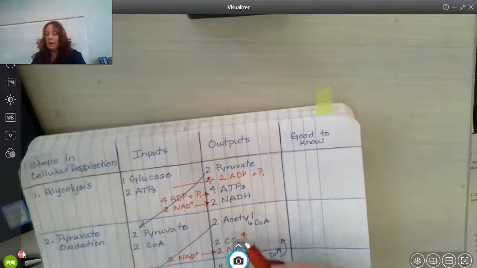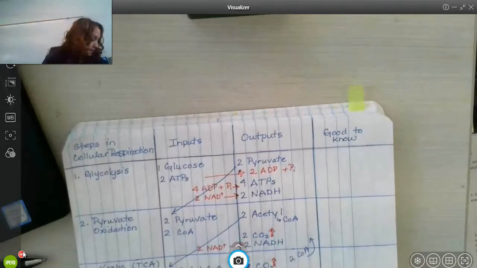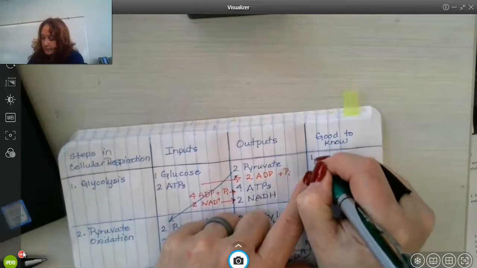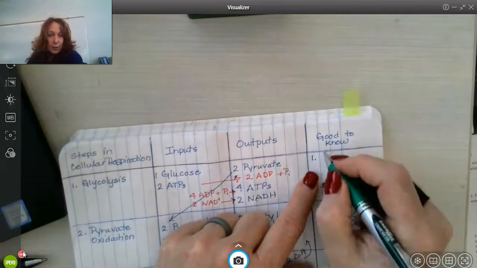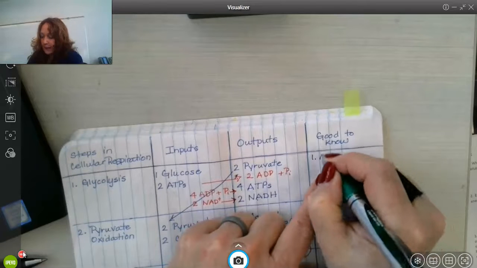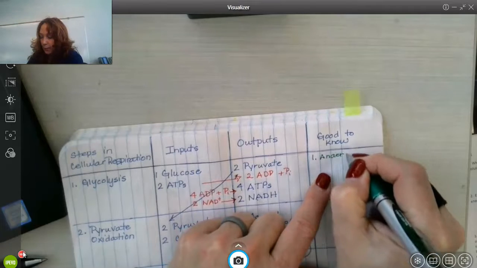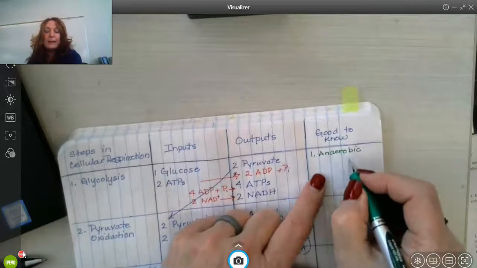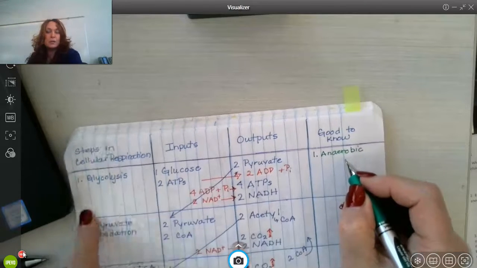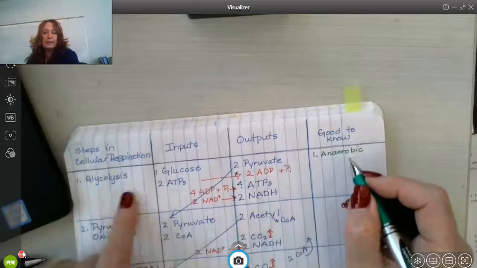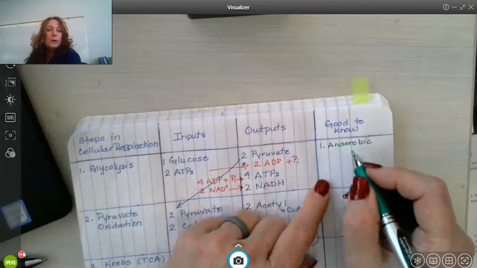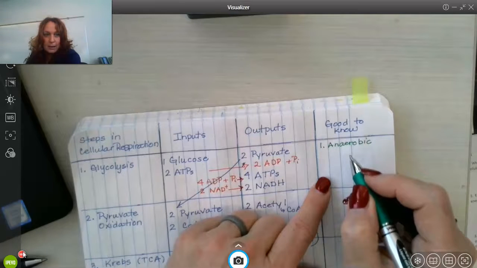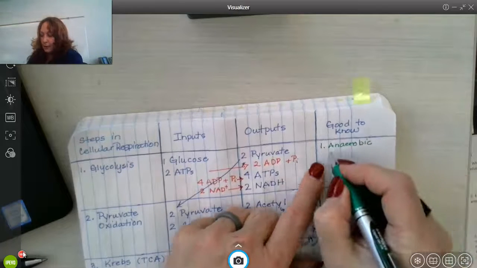So let's think about what's good to know about glycolysis. Number one thing, it happens whether or not there's oxygen. That means it's anaerobic. That's huge. That is a good indicator that this is an extremely old process. Like it happened when Earth conditions were prior to a lot of photosynthesis, so really early when we didn't have a lot of oxygen in the atmosphere. Old, old, old.